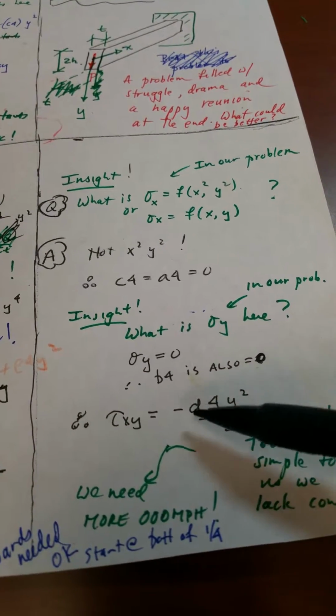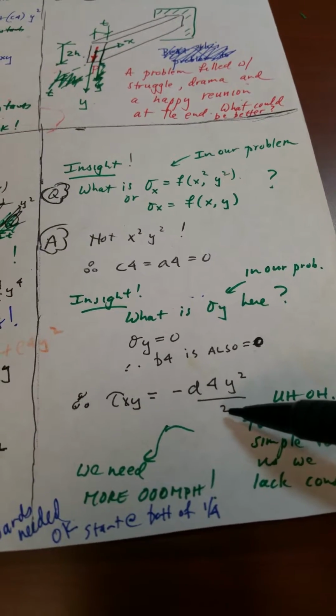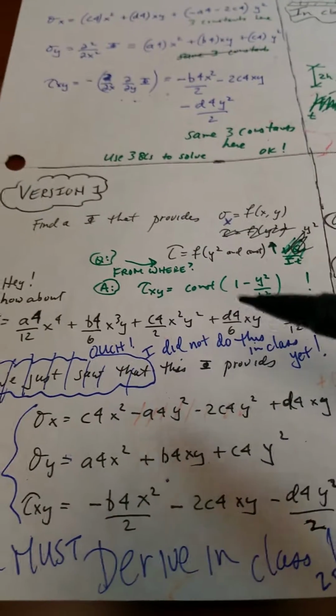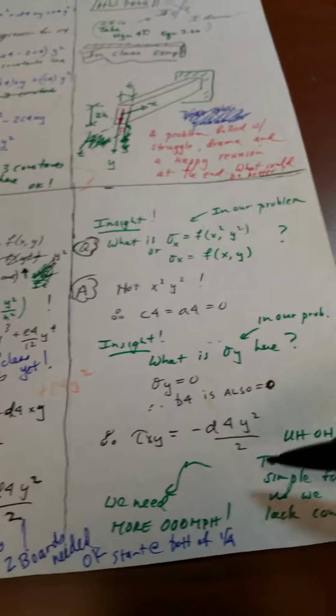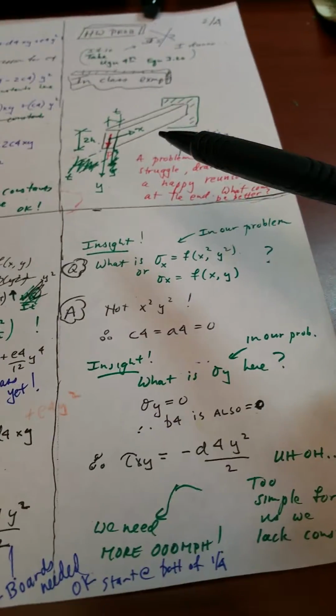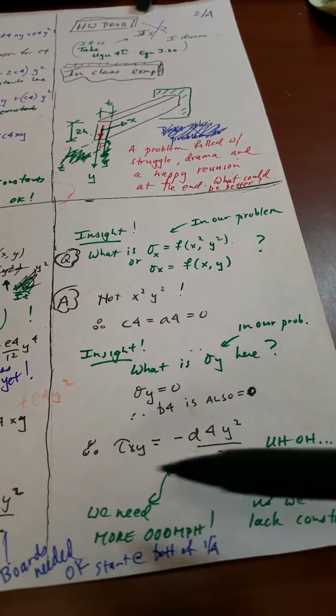And is this good or bad? d4 times y squared over 2. And go ahead and hit the pause button. And the answer is this is not good, because tau is supposed to be a constant and then y squared. And we don't have enough oomph here. This is not big. So this beast here is going to win this battle unless we get a bigger sword to slay the beast.